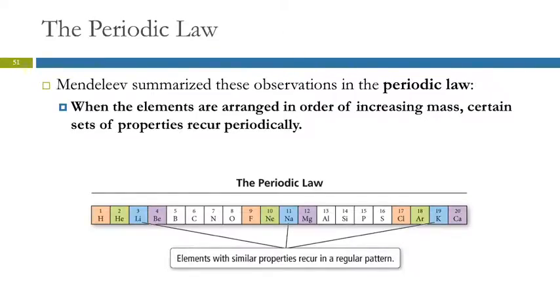So he summarized his observations in the periodic law. When elements are arranged in order of increasing mass, certain sets of properties recur periodically. So here we have the first 20 elements on the periodic table. And we find that element 2 and element 10 and element 18 have some properties in common with each other. And element 3 and 11 and 19. And the purple ones here have things in common with each other.